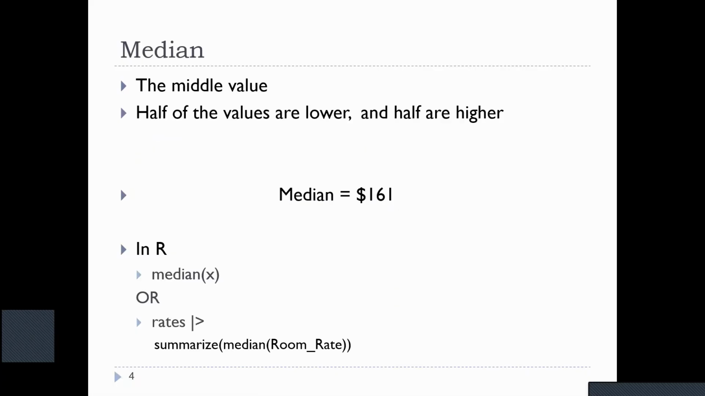Or we have R do it for us. The base command in R is median, so median of the variable. Or if you want to pipe it, again, using the rates data frame, you pipe into summarize and then median, and then the rates are room underscore rate. So either one of those will get you the median.